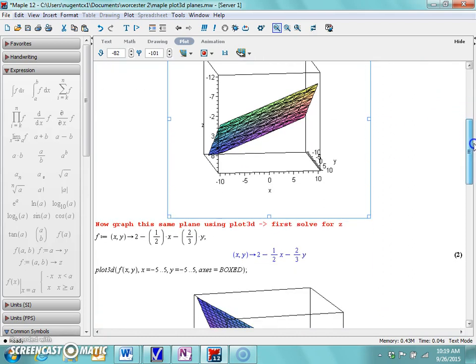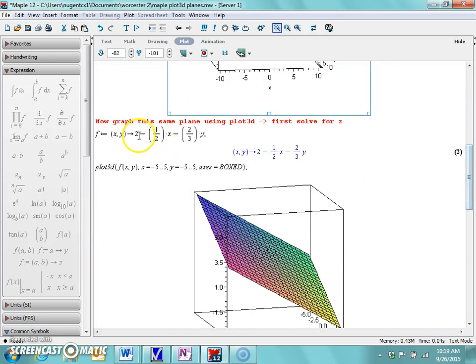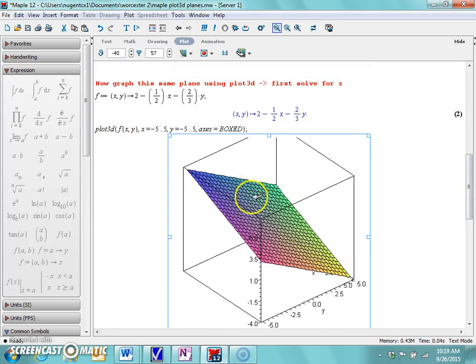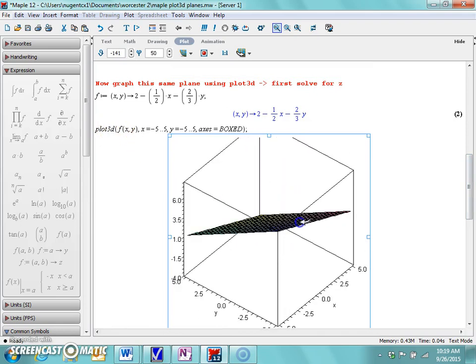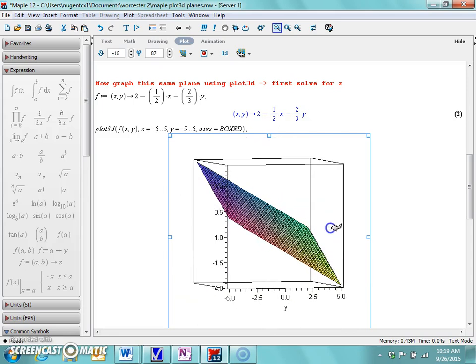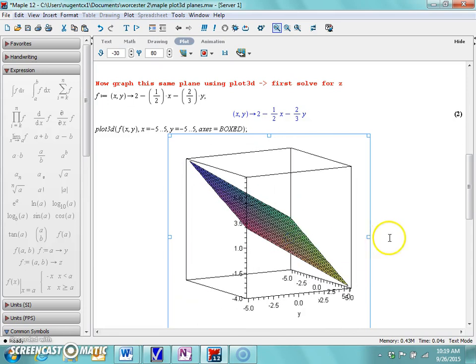Another way is to solve for z. So it's 2 minus 1/2 x minus 2/3 y. We'll be doing this in class. We'll practice it more. And you can also use the plot3d command. It's just another way to enter it in. It's another command that your computer can do. And this is the plane. This is what they really look like.